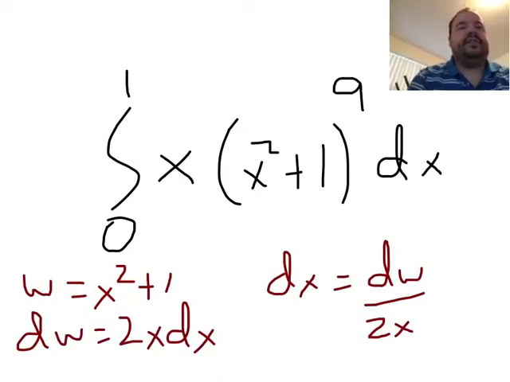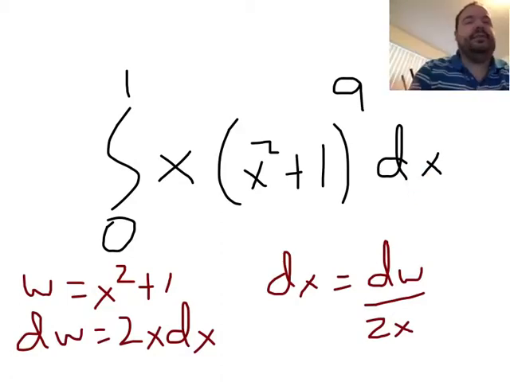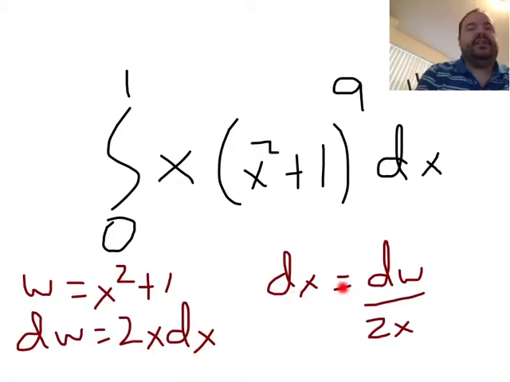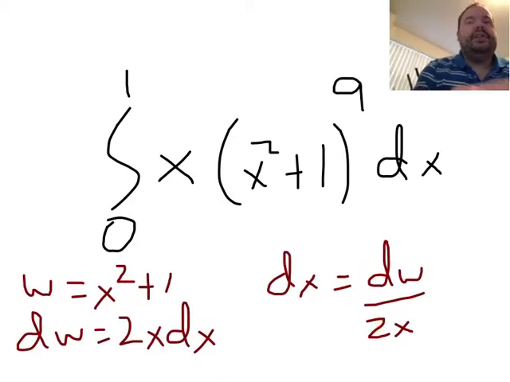And to do that, I also am going to need to change the differential. I want to integrate with respect to w. So I take the derivative of the substitution. This is an equation itself. And I get dw equals 2x dx. And my whole goal with that move is to solve for dx, which I do by dividing by this 2x. So dx is going to equal dw over 2x. So I'm going to make two changes. I'm going to change x squared plus 1 to w, and I'm going to change dx to dw over 2x. So let's go ahead and make those changes.